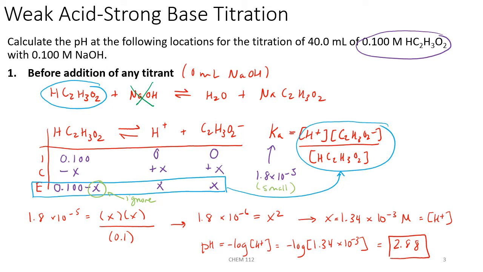We haven't added any sodium hydroxide, so no neutralization has occurred. Your initial calculation before adding any titrant is simply the dissociation of a weak acid calculation. And since you have a weak acid, you're going to have to use an equilibrium expression, whereas for a strong acid, we could just use stoichiometry and calculate moles.